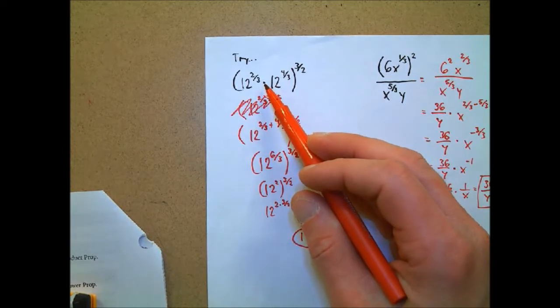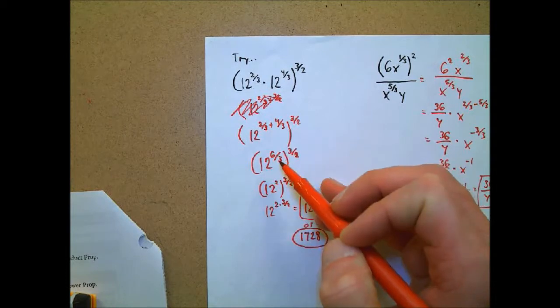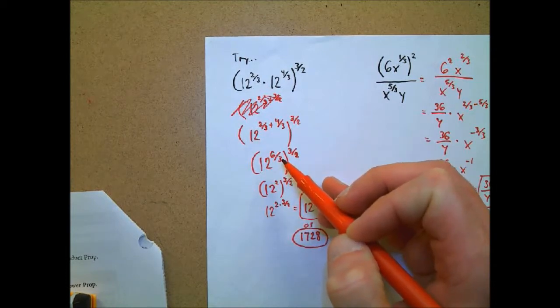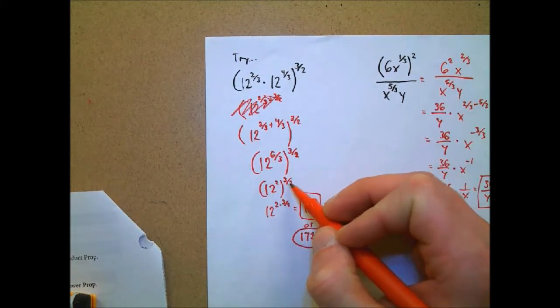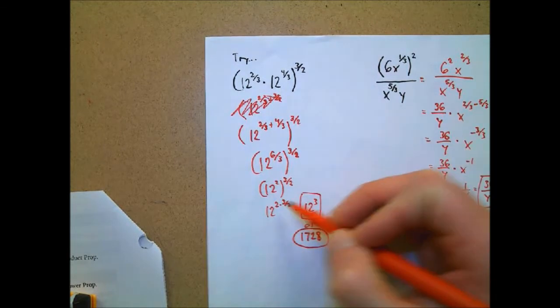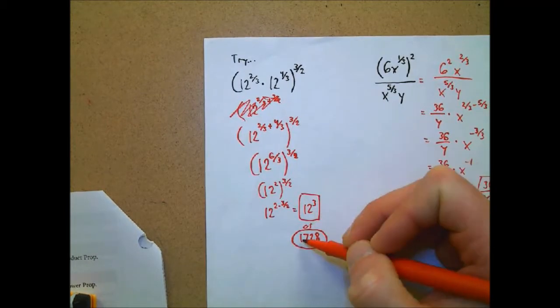Okay, so we add the exponents, we get 6/3. But what's 6/3? It's really just 2, right? And then I have a power raised to a power, so we multiply. So twice 3/2 is 6/2, which divides to 3. And then I went ahead and made it 12 to the 3rd, which is then 1,728 if you did actually multiply it out.